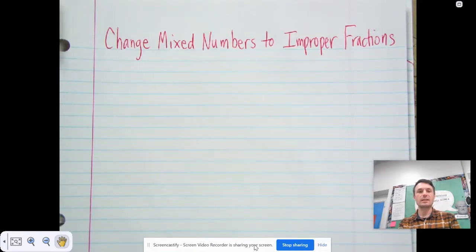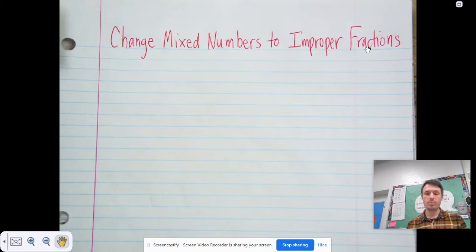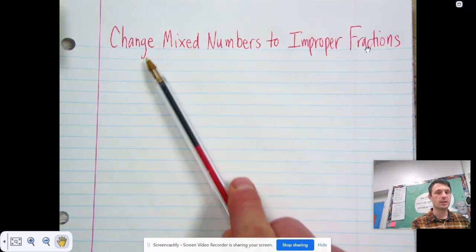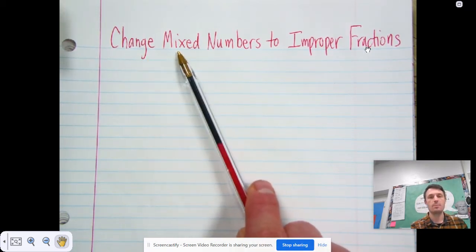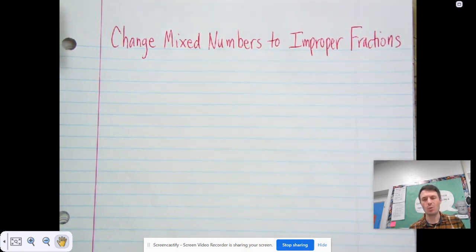Today's math lesson is change mixed numbers to improper fractions. So if you haven't already, open up your math notebook, open up to the next available page, and at the top of that page, write the title of today's lesson, change mixed numbers to improper fractions. Now, why would you want to change a mixed number to an improper fraction? Well, you'll find that out in tomorrow's lesson. For today, you just have to learn how to do it.